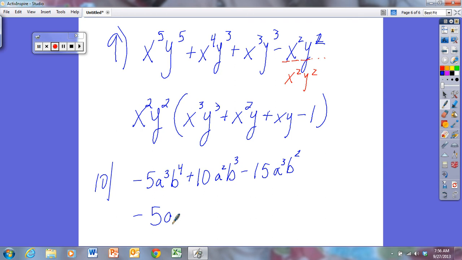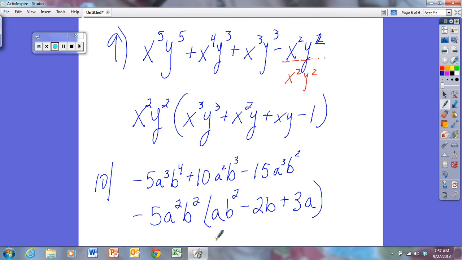They all have two a's in common, and they all have two b's in common. So negative 5 divided by negative 5 is 1. I pulled out two a's. I have one a left. I have two b's left. Now here, I had a positive 10. I divided out a negative 5. I really have a negative 2 because a positive divided by a negative is a negative. And I have one b left over.